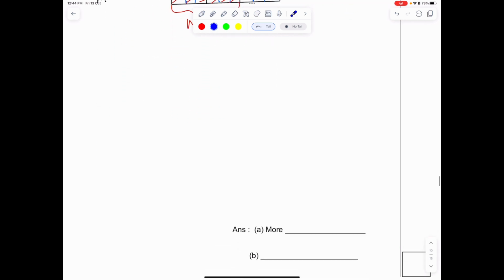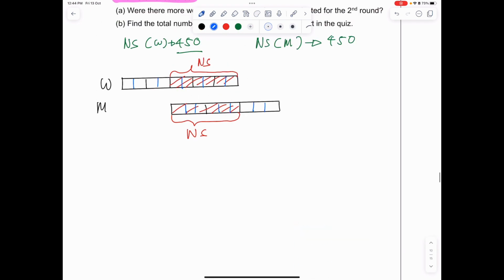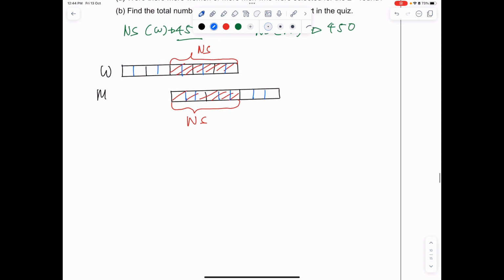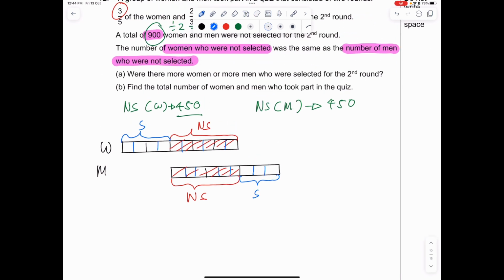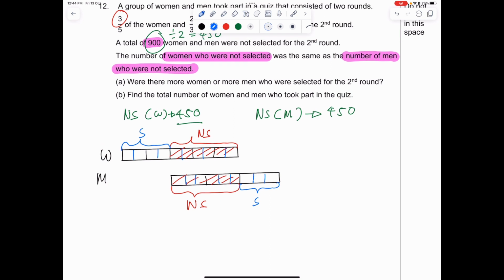So the first answer, were there more women or men who were selected for the second round? Your answer would be woman. Why? Because there is 4 units of selected women and 3 units of selected men. Do you see it? It is very evident. Then after that, they say, find the total number of men and women who took part in the quiz.